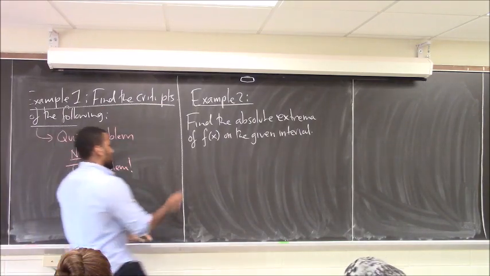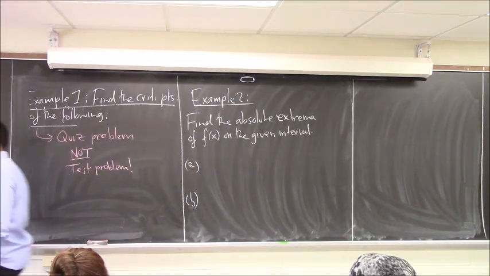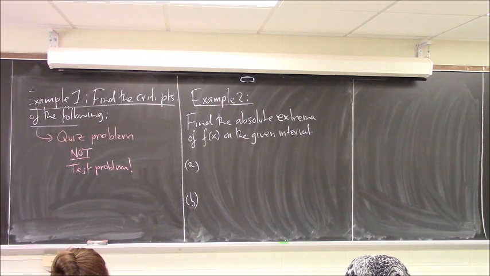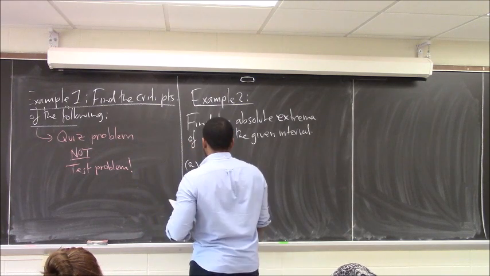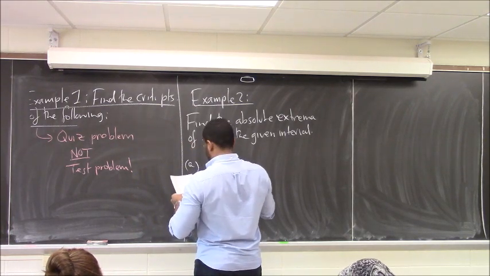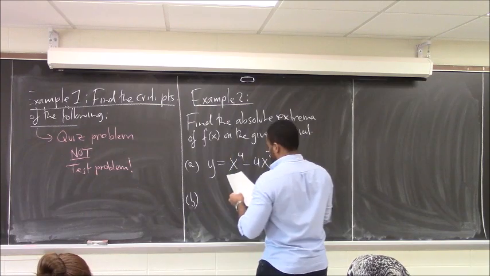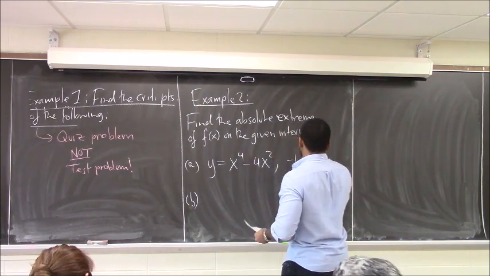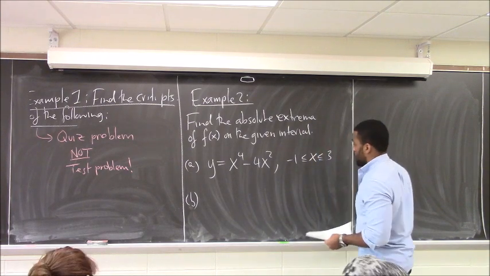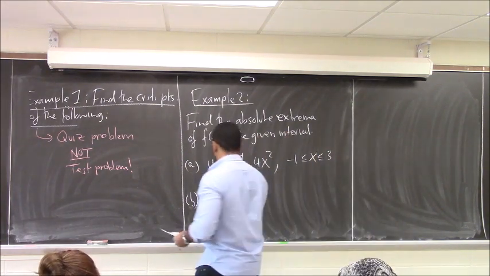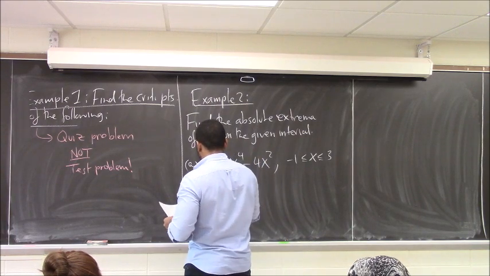So you are going to want to get through 2 examples here. You're going to be given a function and you're going to be given an interval. So let's say, consider this function, x to the 4th minus 4x squared, on the interval where x is between -1 and 3 inclusive. The second function, second example.